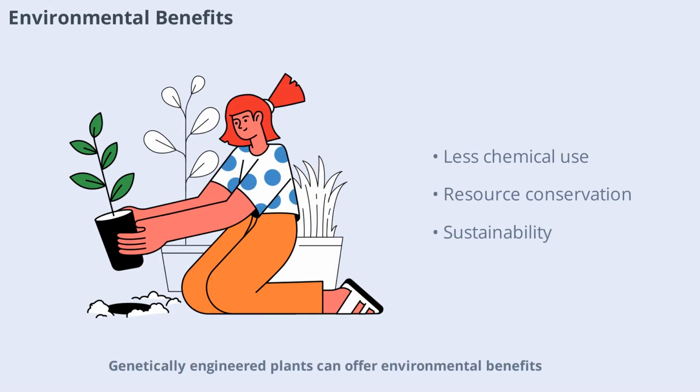Genetically engineered plants can offer environmental benefits, such as reducing the need for chemical fertilizers and pesticides. Crops that fix their own nitrogen or resist pests naturally help lower pollution and conserve resources. These innovations contribute to more sustainable agricultural systems and a healthier planet.